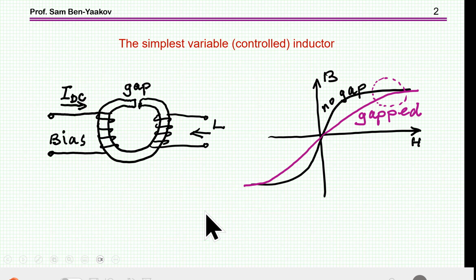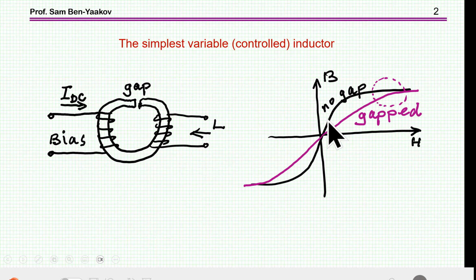Now, the simplest way to build a variable or controlled inductor is to have, say, a toroid with a gap, and then we have a winding here for the inductor. This is the inductor. And then we have a DC winding to which we feed the DC current. And consequently, we are magnetizing the ferrite. I'm assuming this is the ferrite core, and pushing the BH curve toward saturation. By this, the permeability of the ferrite is going down. Permeability is the slope here.